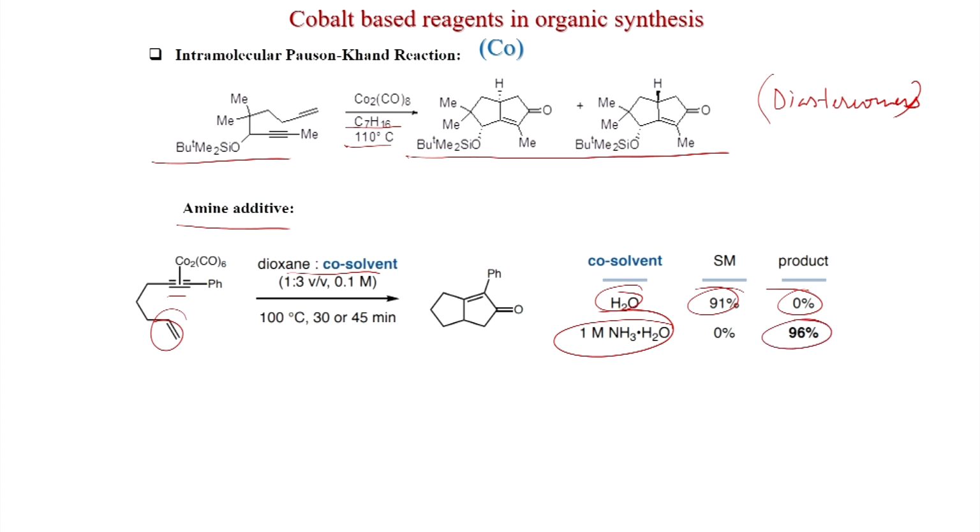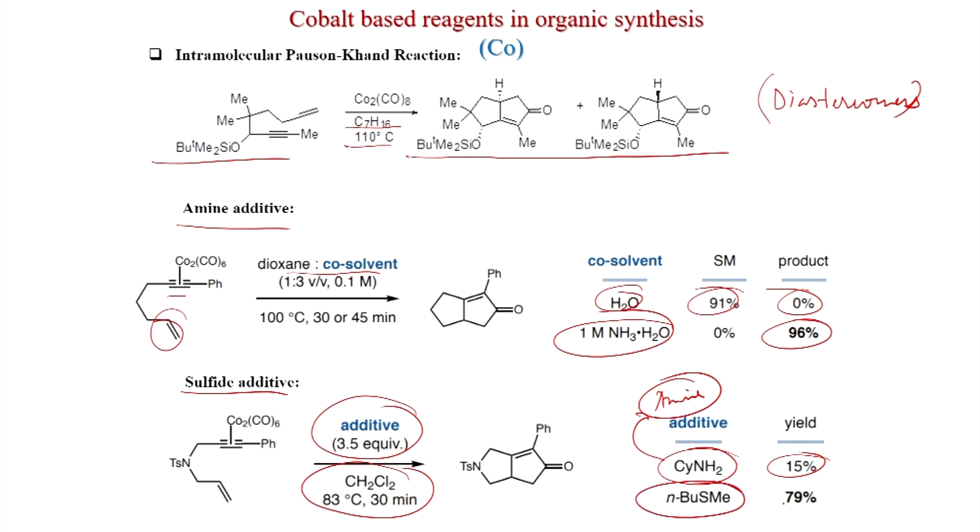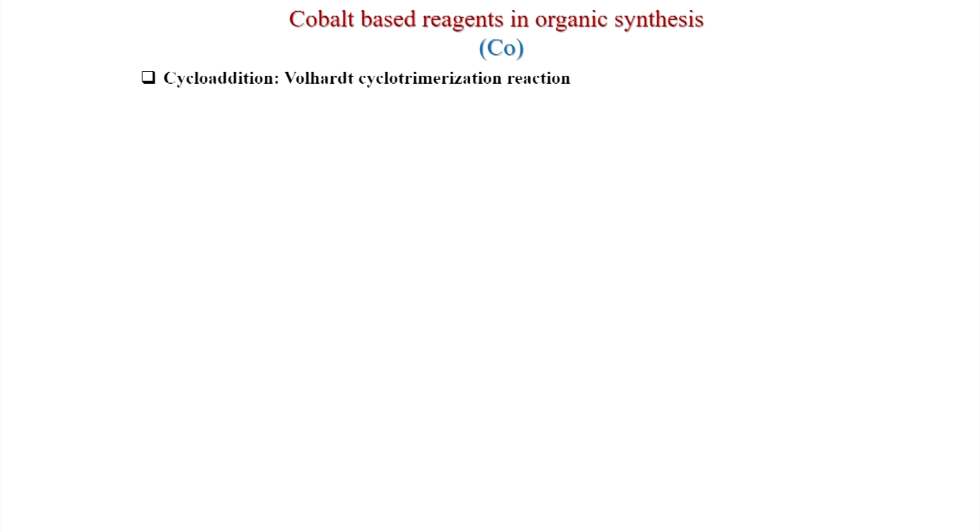So, base is effective. Sulfide additive can also be used for this reaction. If you see, additive 3.5 equivalent, dichloromethane, 83 degrees centigrade, 30 minutes, with an additive like cyclohexylamine you get 15%. This amine additive is not good, but if you use a sulfide like n-butyl methyl sulfide you get 79% yield. So, amine and sulfide can increase the yield.